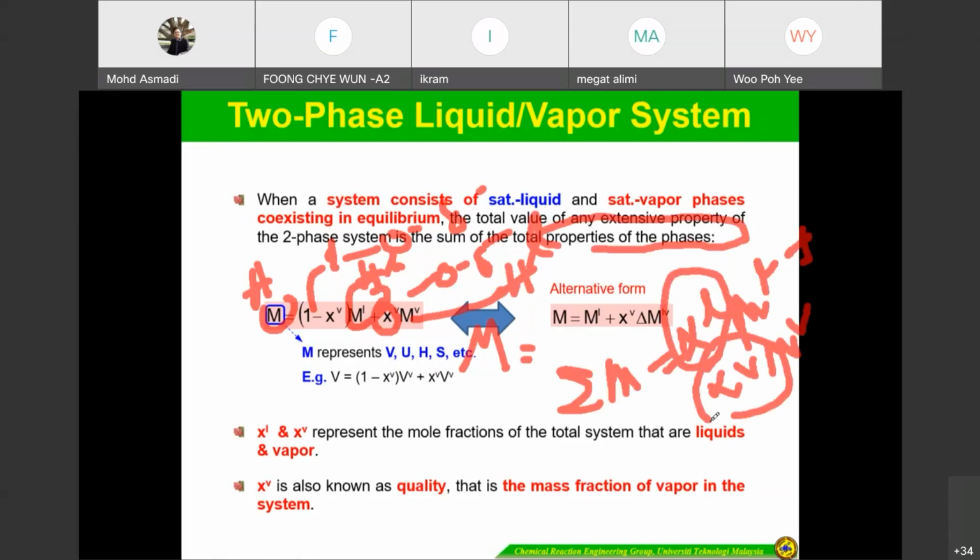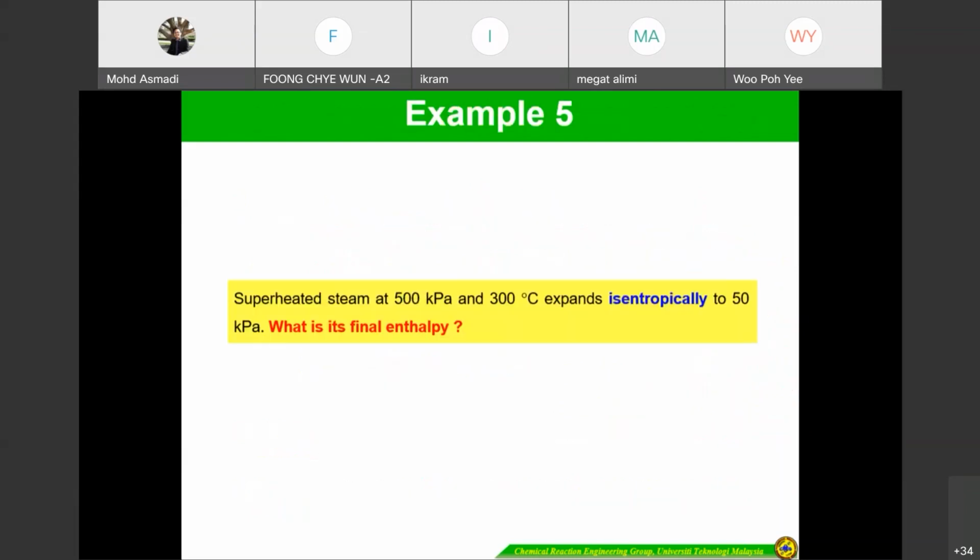This is like a composition. In chapter 10, composition is the main parameter that you have to determine. So this is the mole fraction of the liquid and also the vapor. We also know the quality, that is the mass fraction of the vapor in the system. Things all of you know. Okay, so let's see example 5.